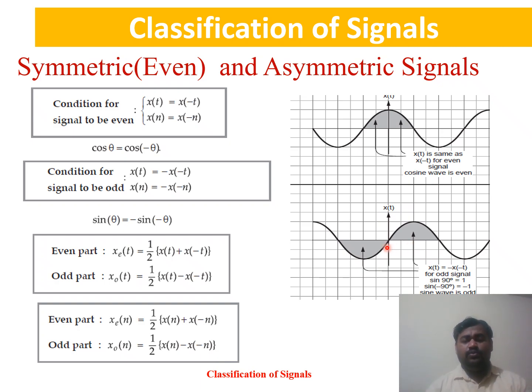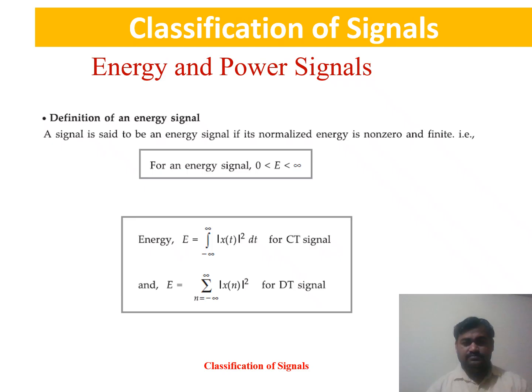Another one: if both conditions are not satisfied, the signal is neither even nor odd, or we can say neither symmetric nor asymmetric signal. Next one, energy and power signal.